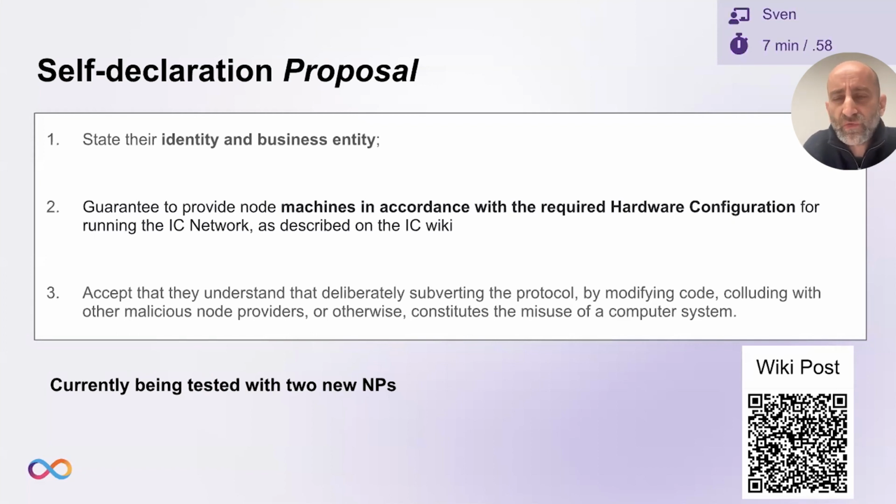But we're really looking forward to feedback on this topic because it's completely greenfield. It has never been done before. There's no examples of, let's say, know your client processes in decentralized environments. So feel free to look at the wiki post and the forum post, and looking forward to any comments on that. That's it for me.